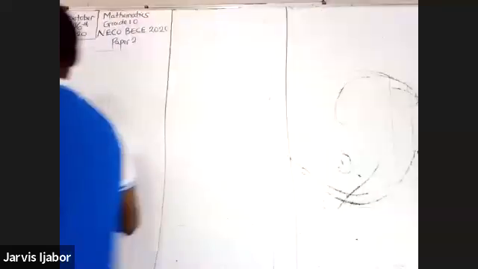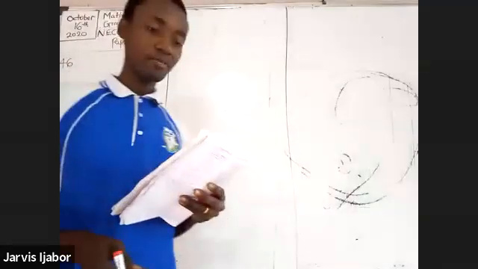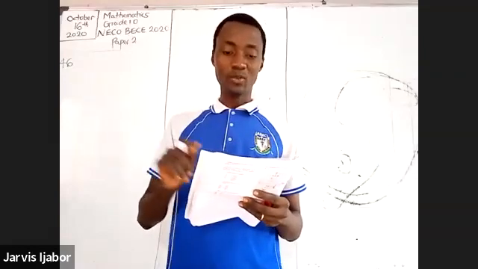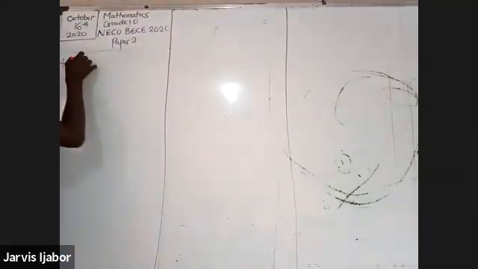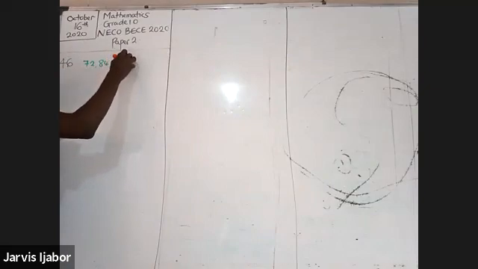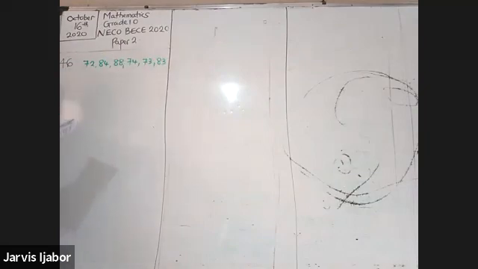We're going to start off with question 46. So in question 46 of paper 2, we are told that the ages of 6 men in years in a particular village are 72, 84, 88, 74, 73, and 83. I am told to find the average.